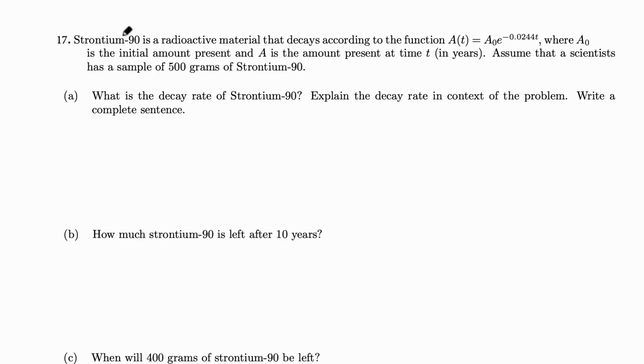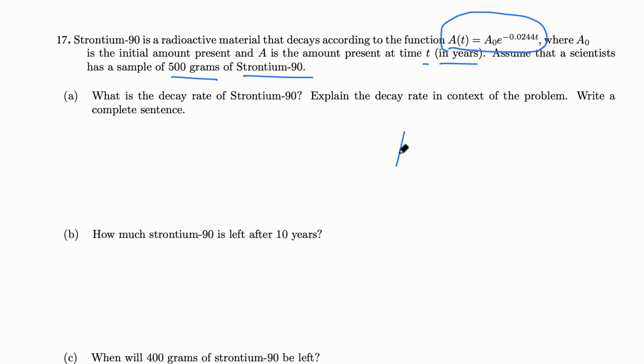So we have a radioactive material that decays according to the function. Here is the formula, where A naught is the initial amount and A is the amount present at time t in years. Assume that a scientist has a sample of 500 grams of that radioactive material. Now we need to answer a couple of things.